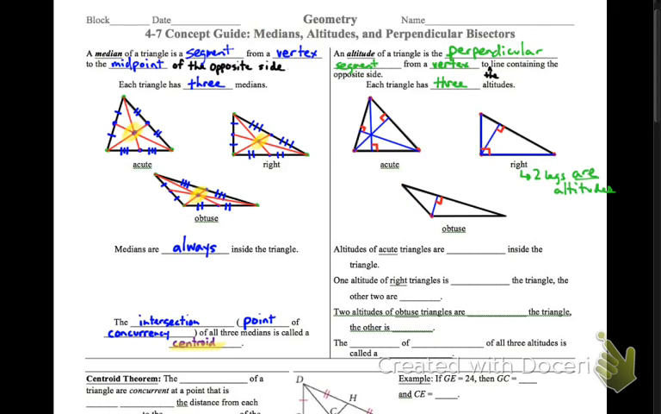So the first thing we need to do is actually extend the side, and do so with a dotted line here, because it's not a side of the triangle, it's the line that contains the side of the triangle. And so therefore, how high this is, the perpendicular altitude, is outside the triangle.